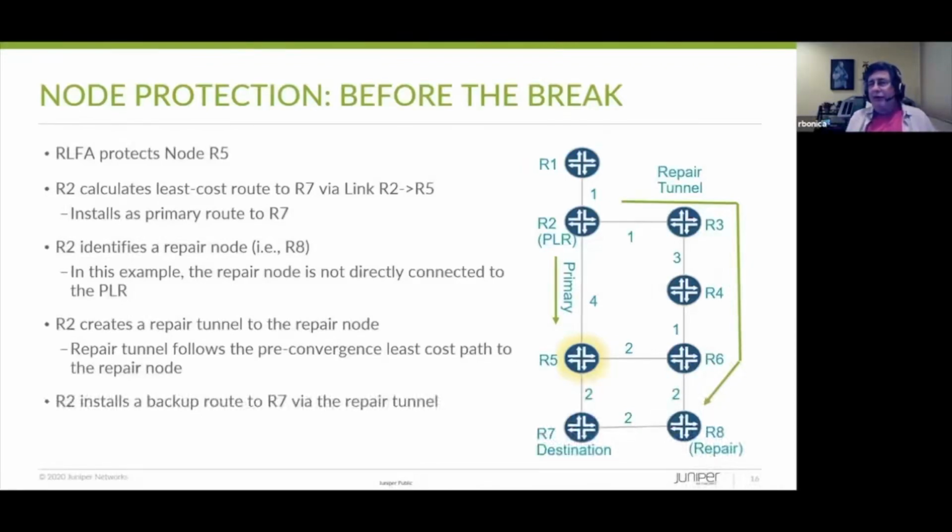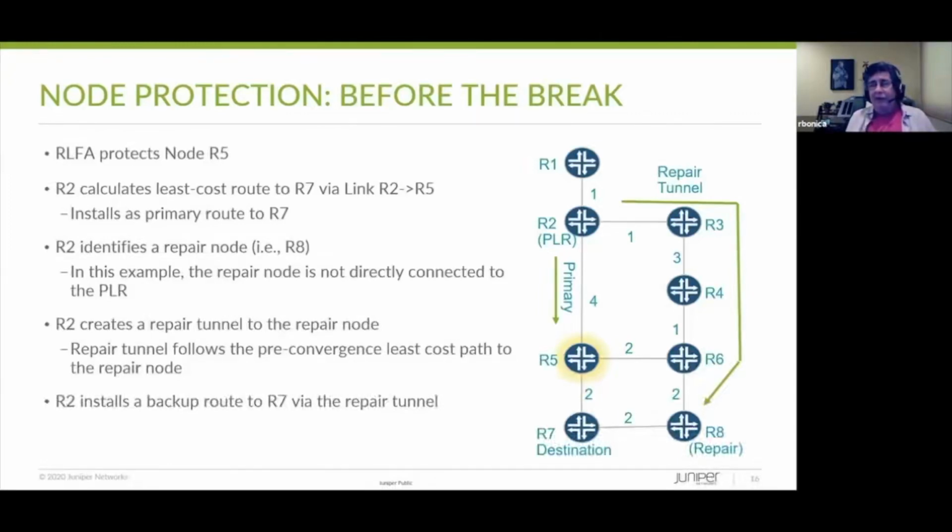When R2 detects link R2, R5 is down, it assumes that the reason for that outage is that R5 itself is down. And if R5 itself is down, all of the links connected to R5 are also down. So in the case of node protection, R2 not only wants to avoid link R2, R5, but it needs to avoid R5, R6, and R5, R7, all of the nodes connected to R5. So what does it do?